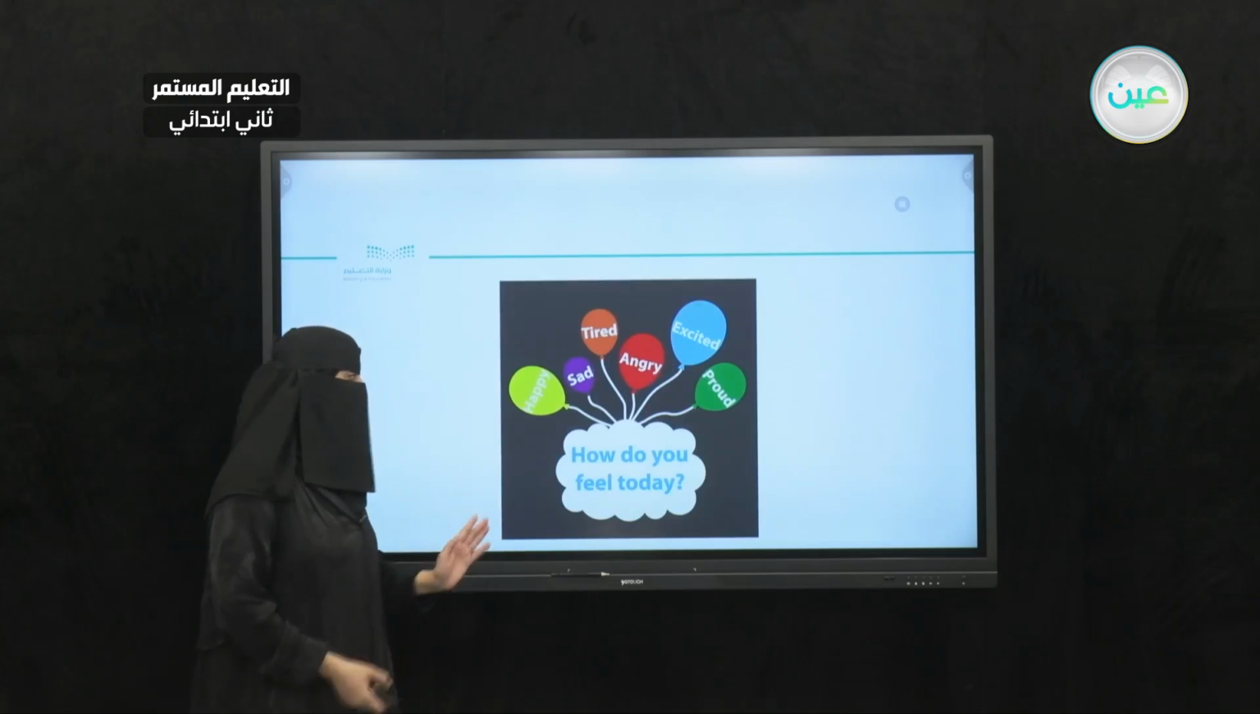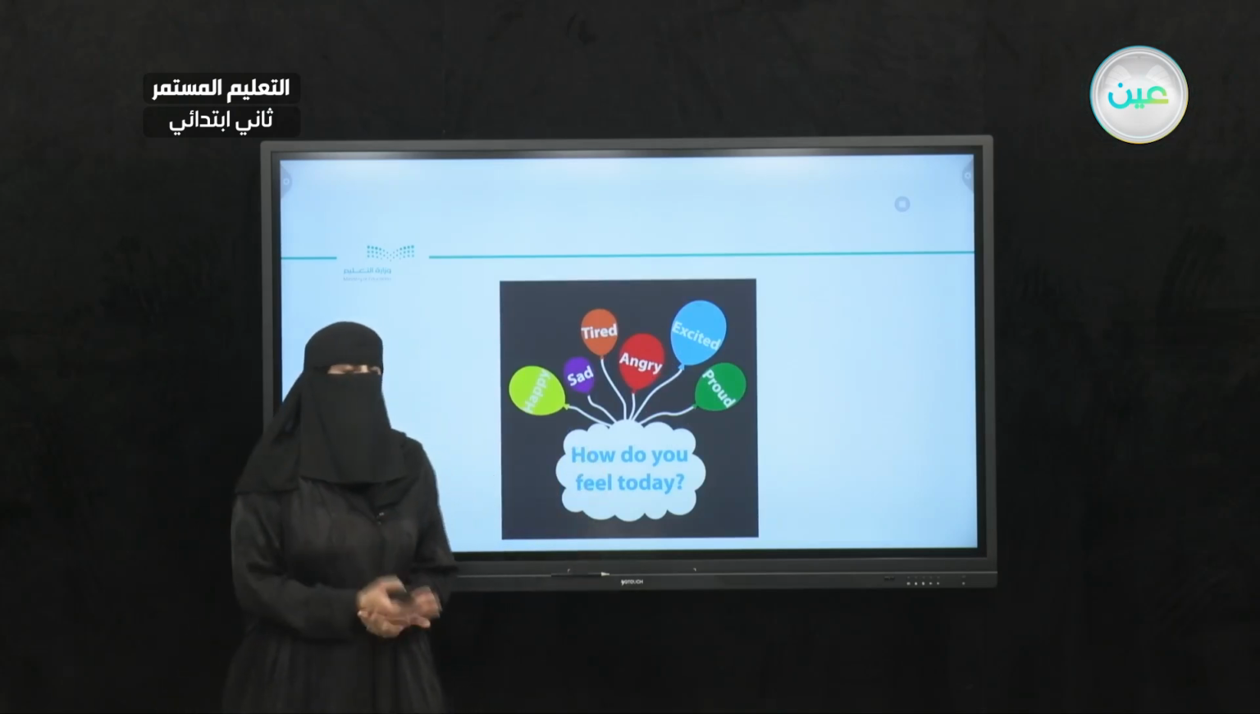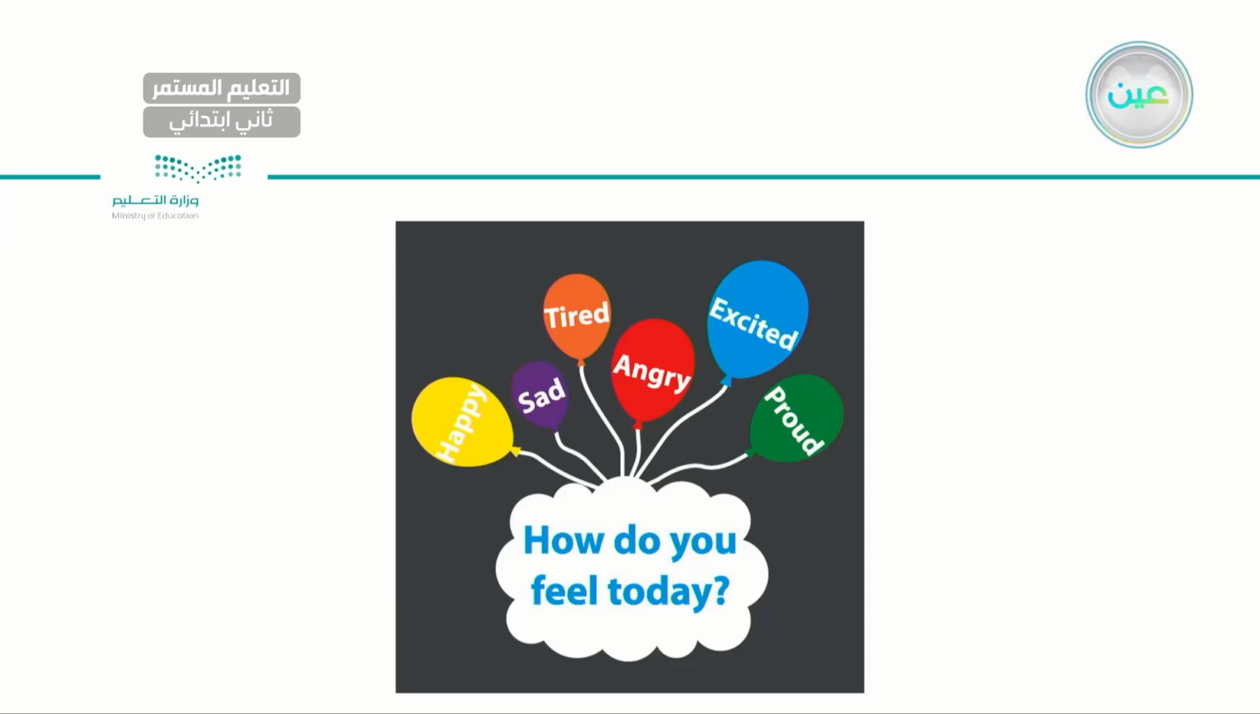We might answer by saying, I am happy, or I am sad, or I am tired, I am angry, I am excited, and I am proud. So, as you can see, different feelings, different emotions. How do I know about the other person's feelings? By asking questions. How do you feel today, my dear student?